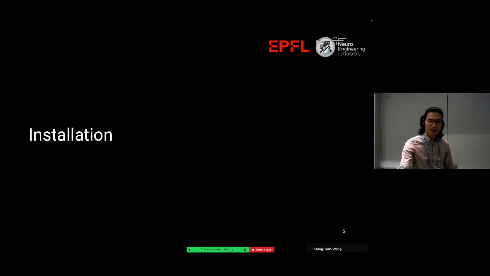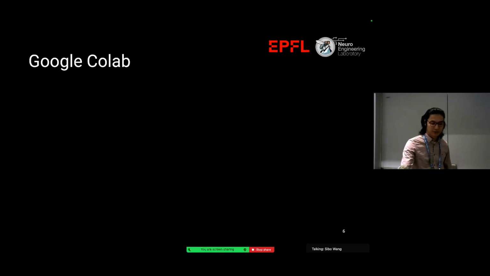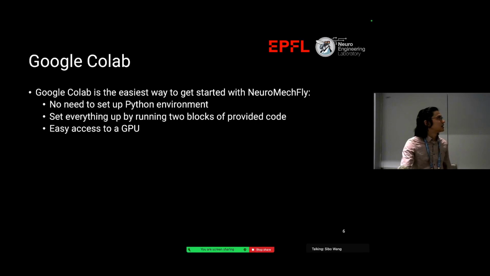So first, installation. The easiest way to get NeuroMechFly running is through Google Colab. Colab is this notebook environment that Google is hosting to a very large extent for free, and it's advantageous in many ways. You don't really need to set up a Python environment. We provided 2 blocks of boilerplate code by running which you can just set up anything that you need to run NeuroMechFly.